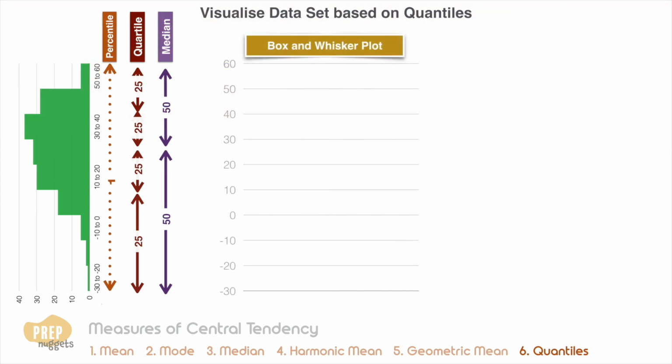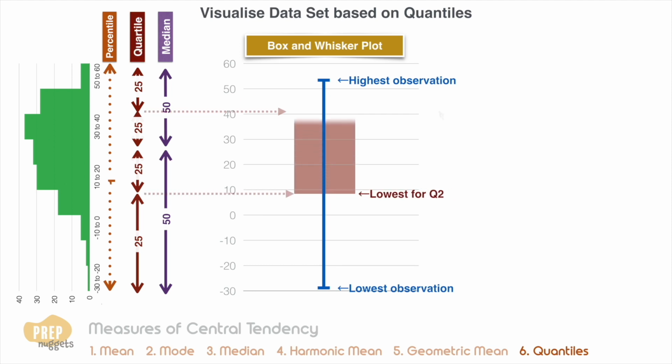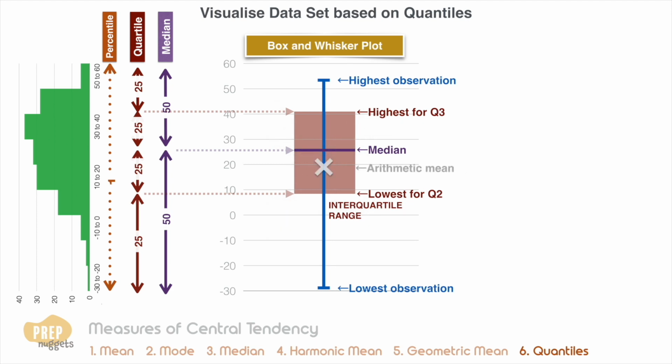A straight line right through the middle, known as the whiskers, plot the range from the lowest observation to the highest observation in the dataset. The box plots the range from the lowest observation in the second quartile to the highest observation in the third quartile. This is known as the interquartile range. And a straight line through the middle plots the median observation of the dataset. An X will mark the arithmetic mean of the dataset.